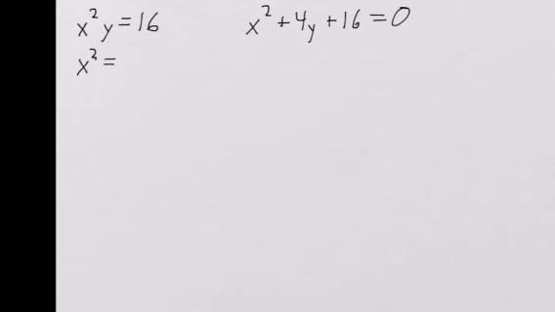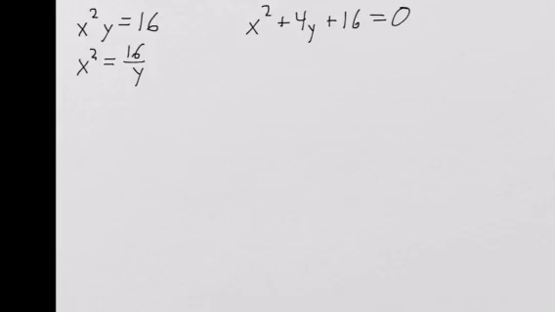So, a system you might see would be x squared y equals 16, and x squared plus 4y plus 16 is equal to 0. Now, just to show that we don't necessarily have to solve this for one of the variables, we might be able to solve it for a different expression, I'm going to go ahead here and solve that first equation for x squared. So I get x squared equals 16 divided by y.